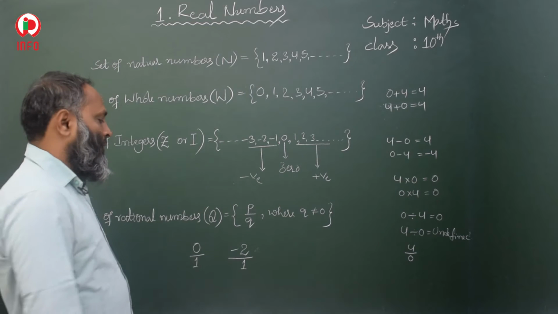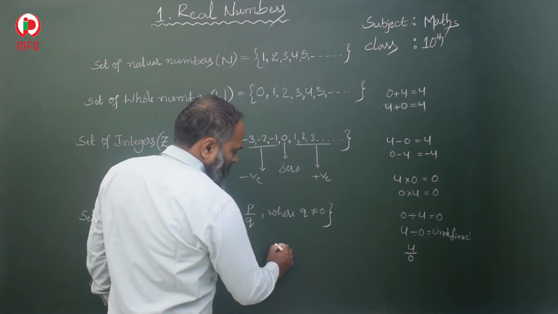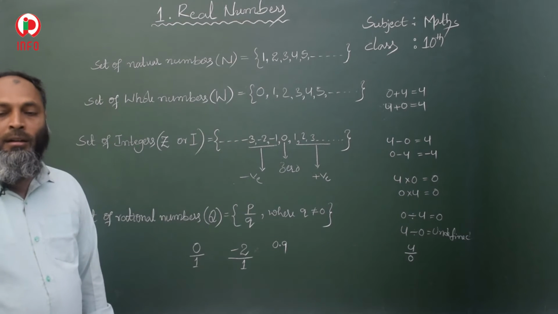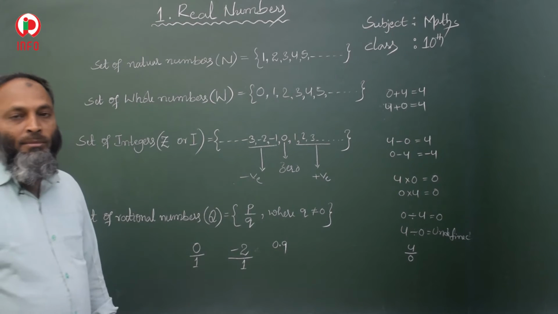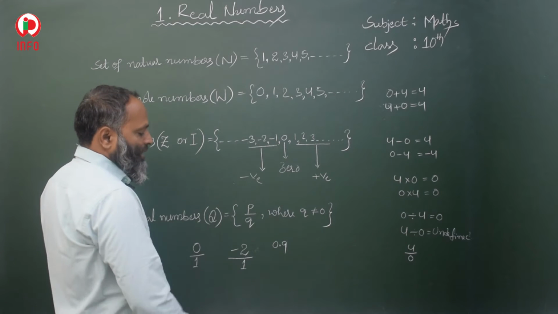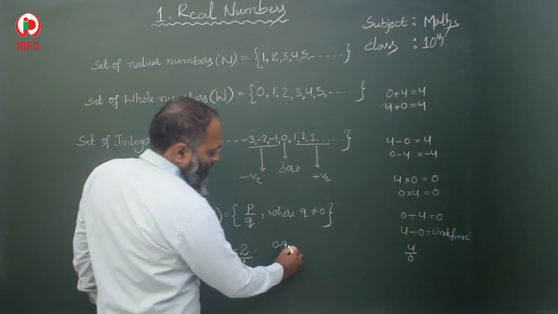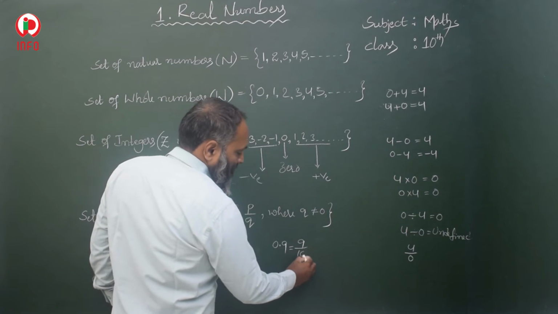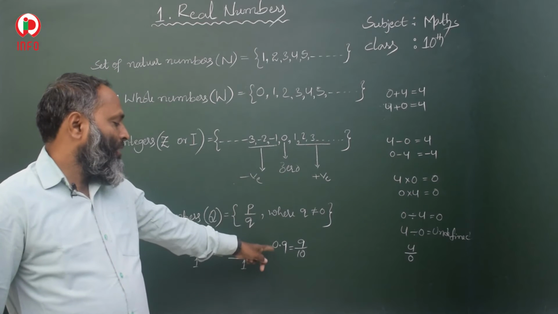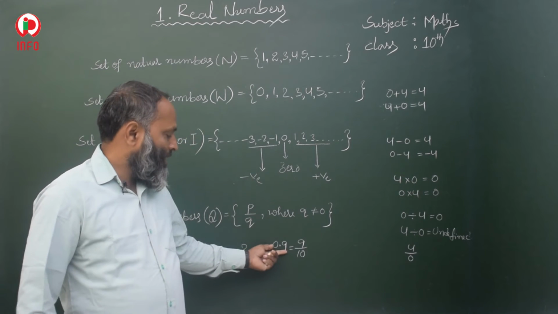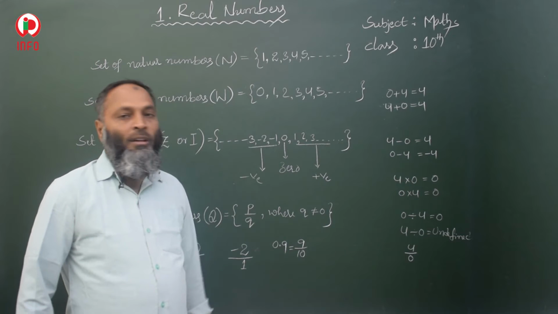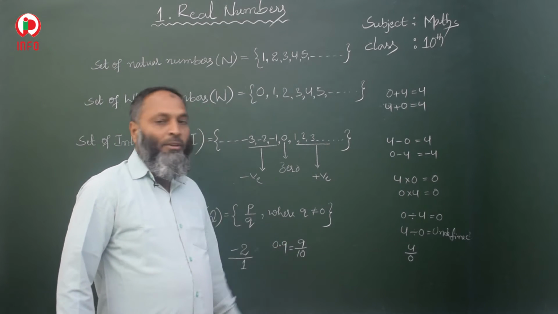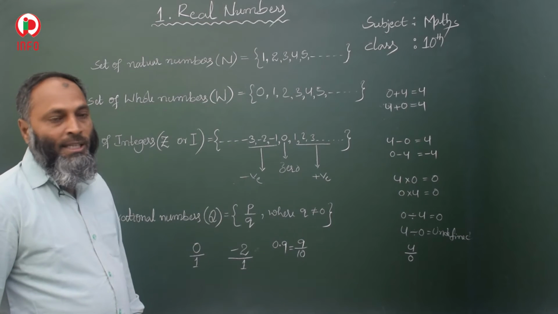If I ask about 0.9, a decimal number, no doubt a decimal number is a rational number. How is it a rational number? After the point we have one decimal digit, so we convert it into a fraction: 9 by 10. We divide by 10, and the decimal converts into p by q form easily. So decimal numbers are rational numbers.